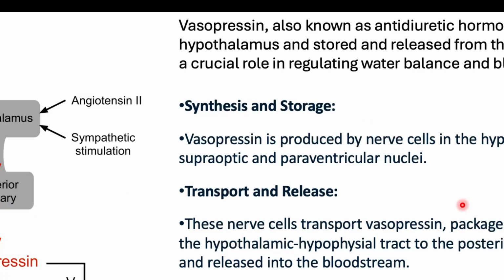Vasopressin is produced by nerve cells in the hypothalamus, specifically in the supraoptic and paraventricular nuclei. These nerve cells transport the vasopressin, packaged in neurosecretory granules, down the hypothalamic hypophyseal tract to the posterior pituitary gland. This is the stalk which joins the posterior pituitary gland to the hypothalamus, where it is stored and released into the bloodstream. When it is released into the bloodstream, it is released from the posterior pituitary.